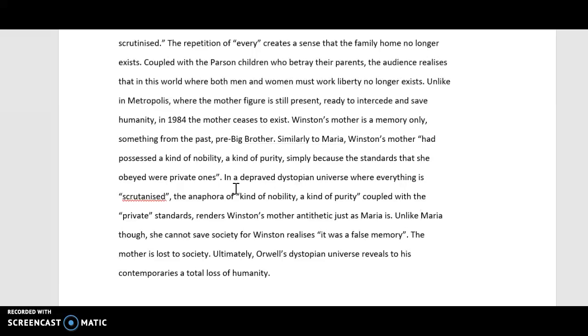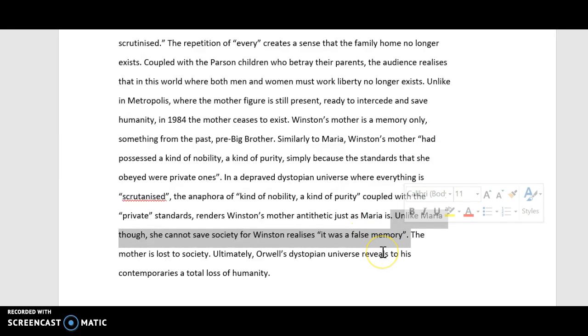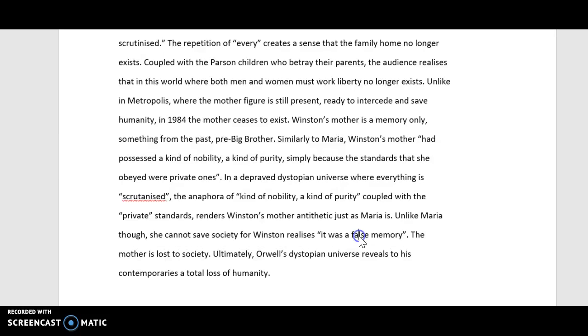Unlike Maria, though, she cannot save society, for Winston realizes it was a false memory. And again, I've got that quote blended in a discursive kind of response. This kind of sentence is what will help you in a discursive response. Notice that I don't actually have a technique attached to that or a language device. It's just I've got the quote in there. The mother is lost to society.